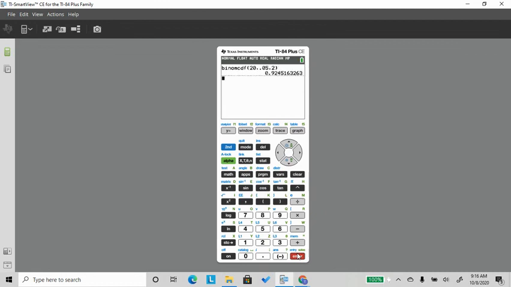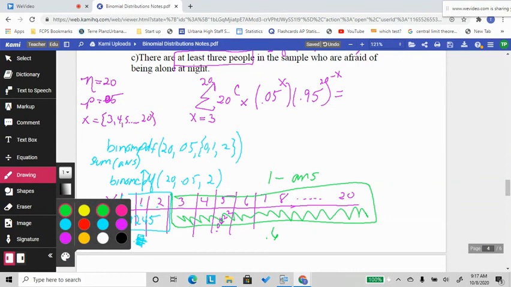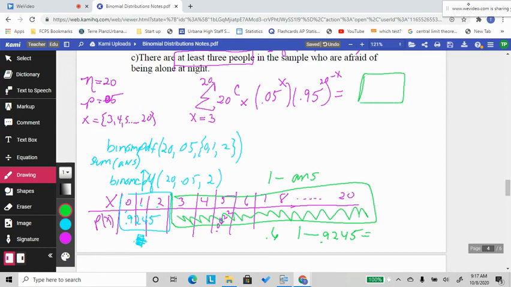And it's much easier, and I get 0.9245. Okay, that is this answer right here. Remember, I was just making that up before. That's 0.9245. So if I want this answer, I'm going to just do 1 minus 0.9245. So I'm just going to go to my calculator, and I'm going to do 1 minus that 0.9245, and it'll give me the answer I want, and then I can just write it here.